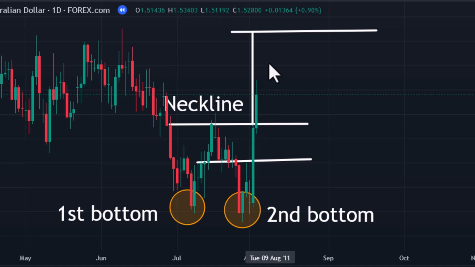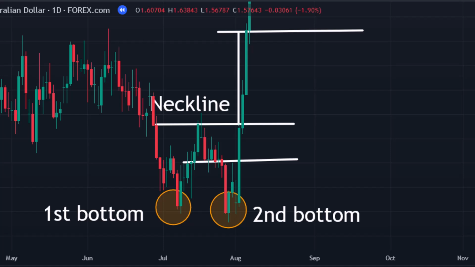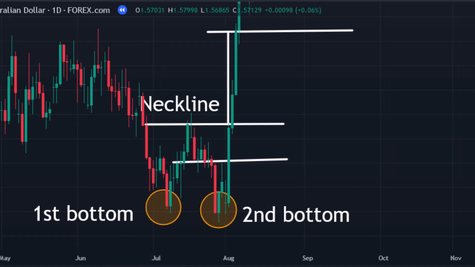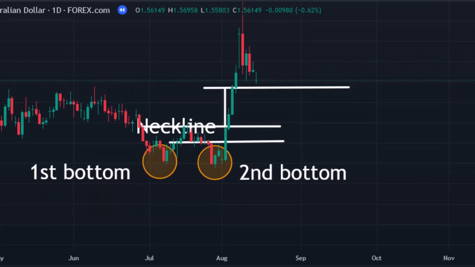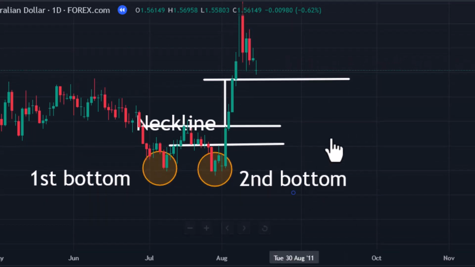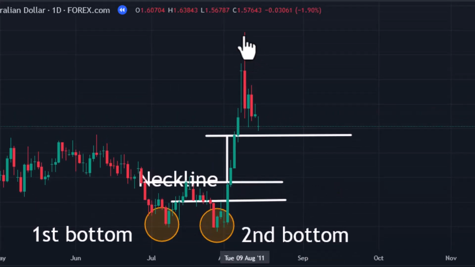Then if we enter, our target should be here. The next candle hits the target and price kept on moving. And see, target was more than hit. See how high it came.